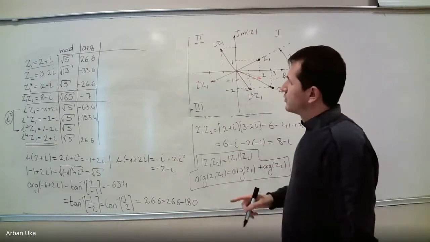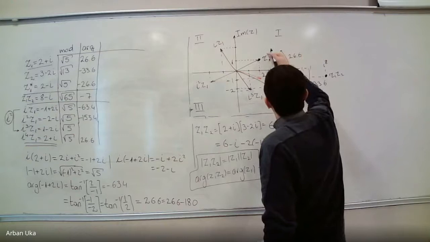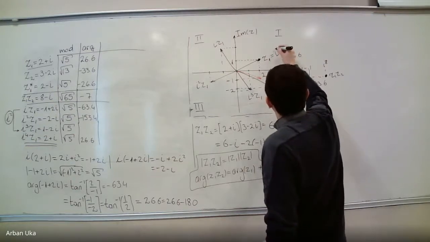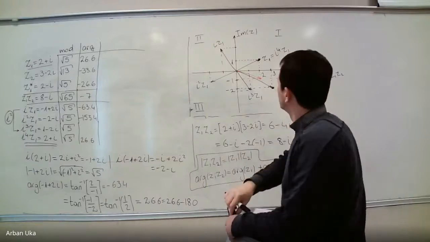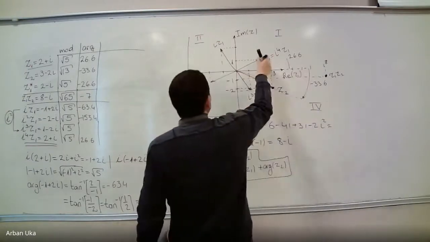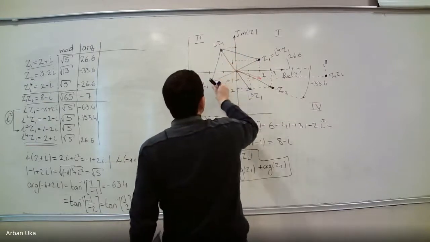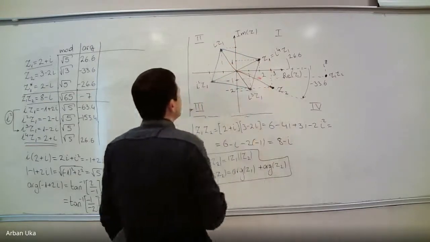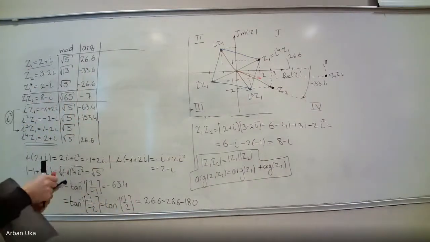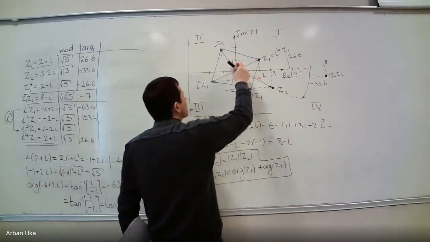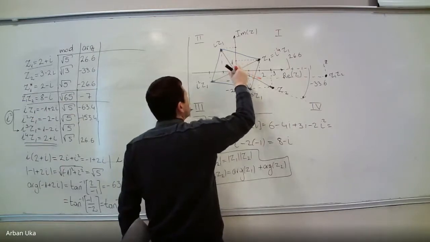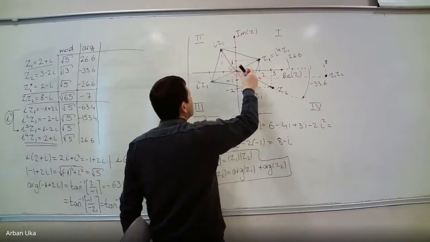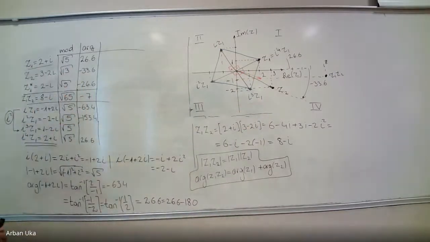And finally, i to the power 4 z1 is equal to z1. So if we look at these corners, it looks like we have only a rotation each time. What is this angle here? We get angles of 90 degrees. So it looks like each time we multiply a complex number by i, we are rotating it by 90 degrees.